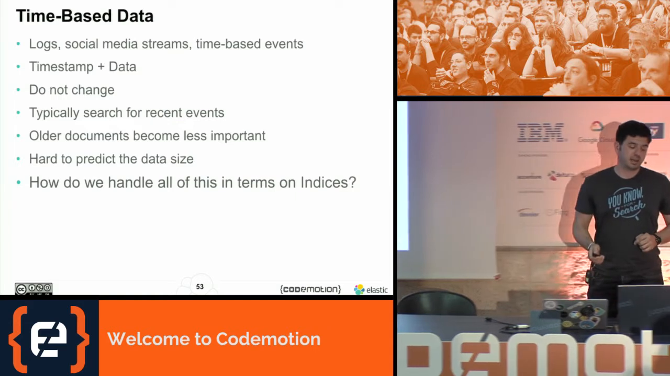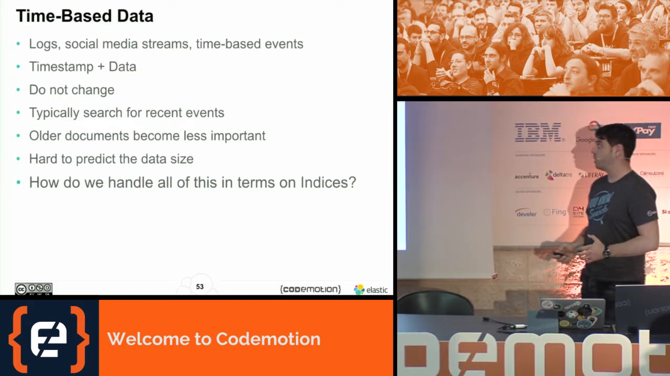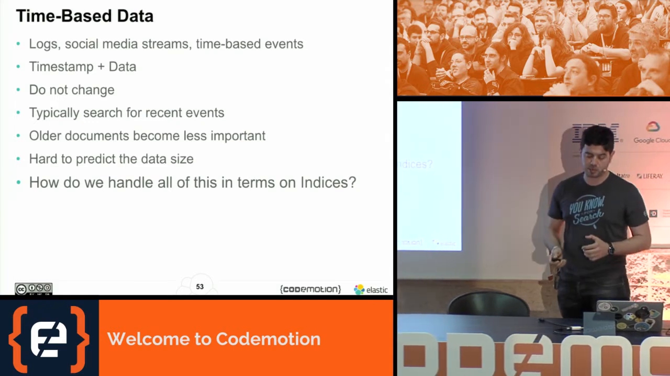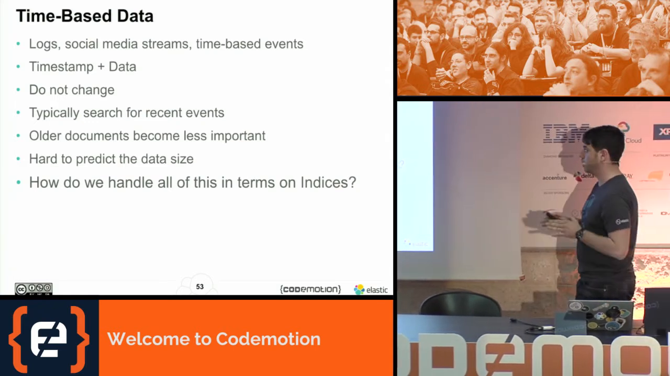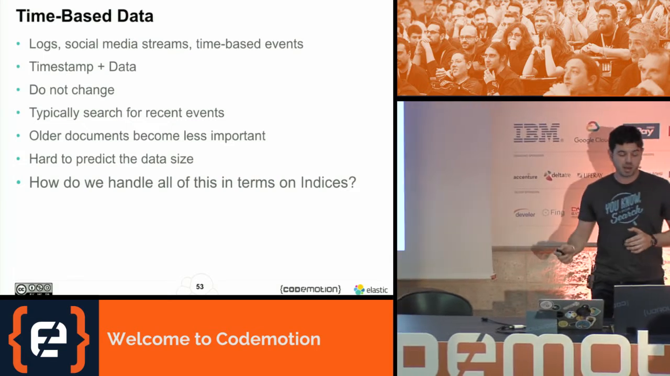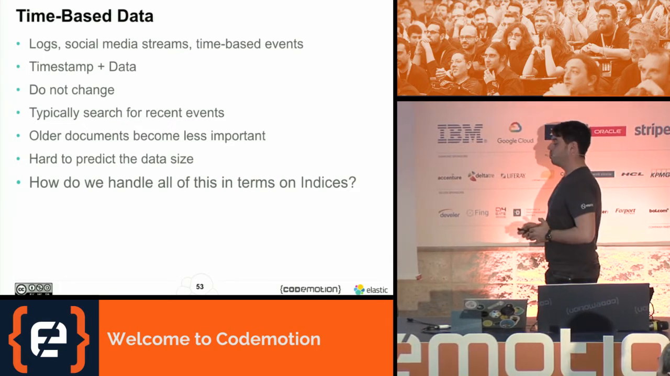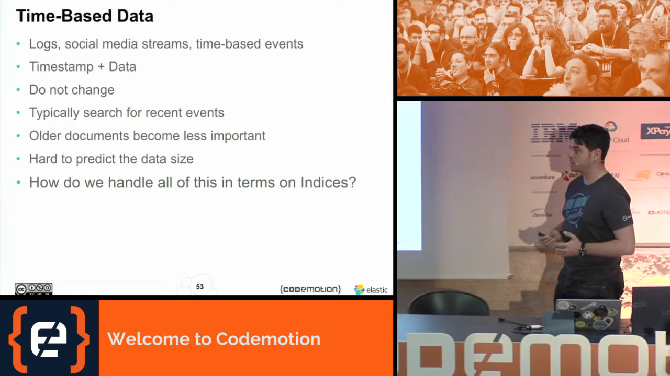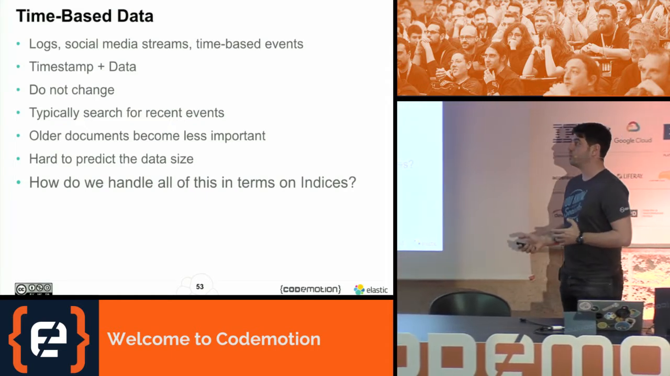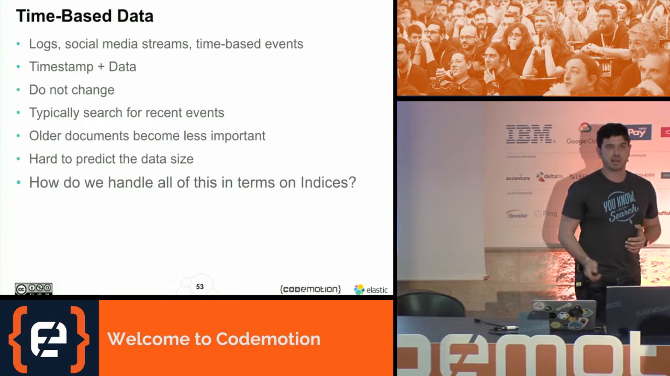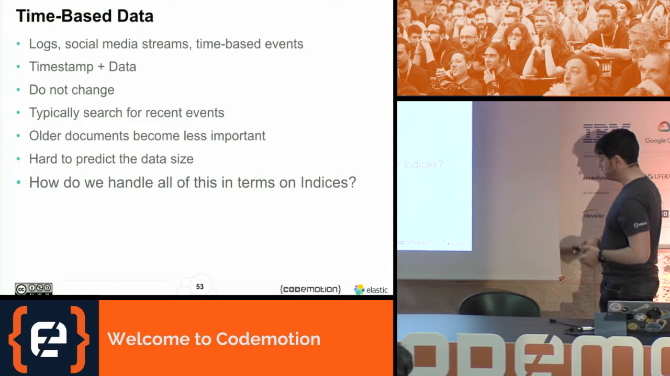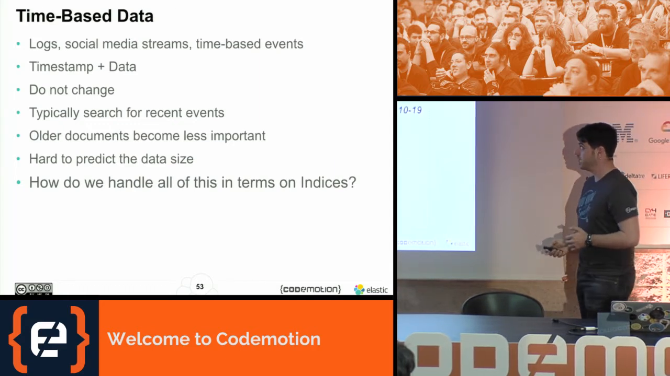So time-based data is the data that we have in our logging infrastructure. It's data that comes with a timestamp. Each event usually happens at that timestamp, so the timestamp indicates the moment that event happened. The data doesn't change in time, but as it ages during this retention period, it loses value. But also, especially during your Black Friday spike, you can have a consistent increase in the volume of the data. So how do we handle that in terms of indices?